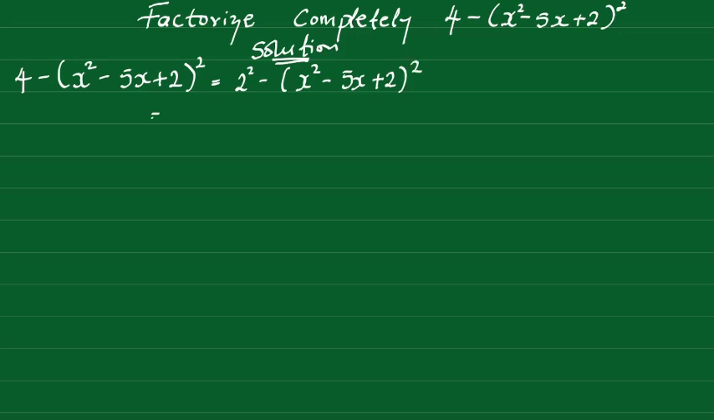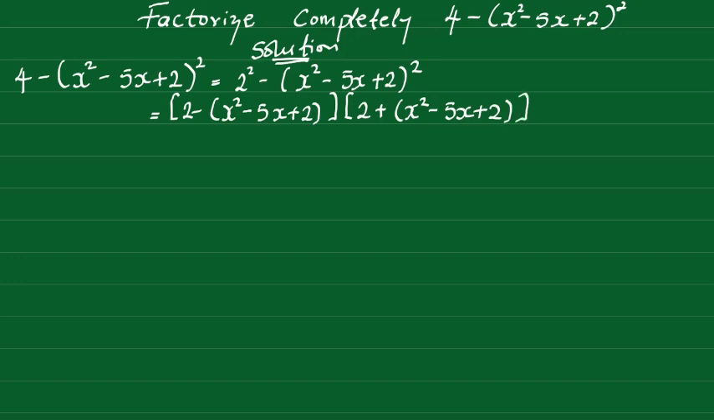And since it's a difference of two squares, we solve further by opening a bracket. I'll write that 2 minus (x squared minus 5x plus 2), close bracket. We open another bracket, write 2 plus (x squared minus 5x plus 2), close bracket.